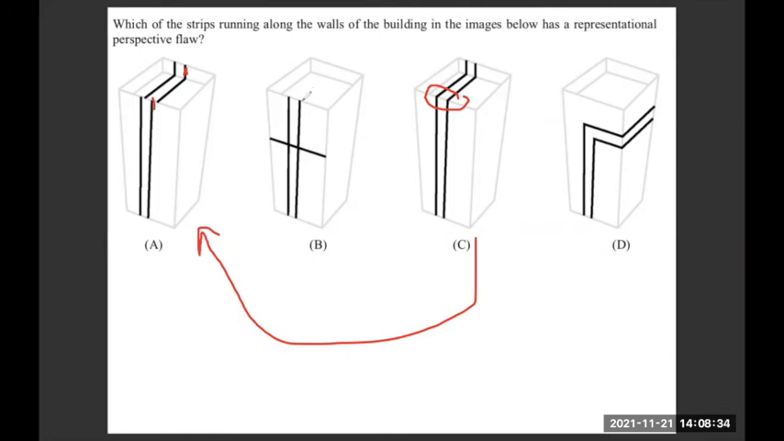Here option B also has a perspective where these two lines are not parallel to each other because the edges are not parallel to each other. They meet at some point, and that's what corresponds to these two lines which are seen here. And even in option D you can see the same thing. So A, B and D are the correct perspectives. C is the only one which is a flawed perspective, and that's why the correct option is C. Is that clear?